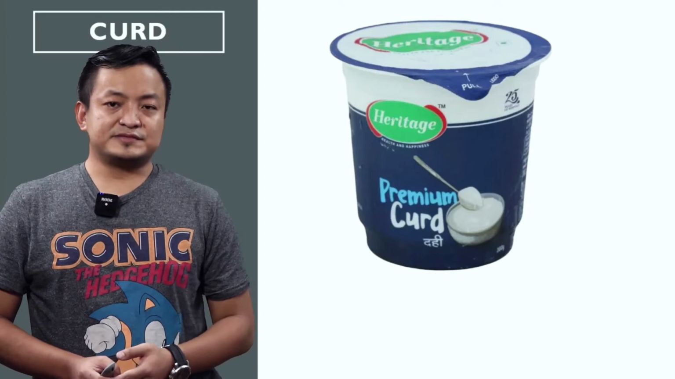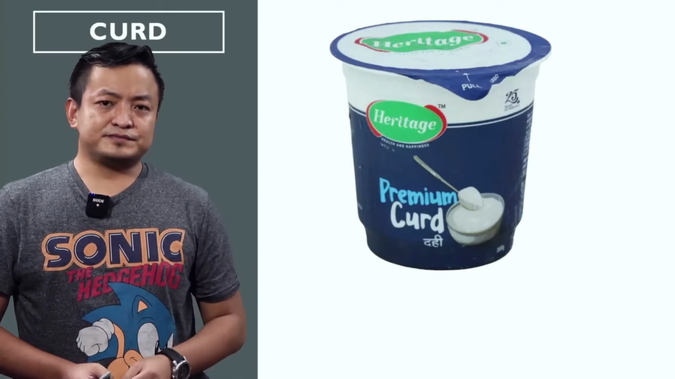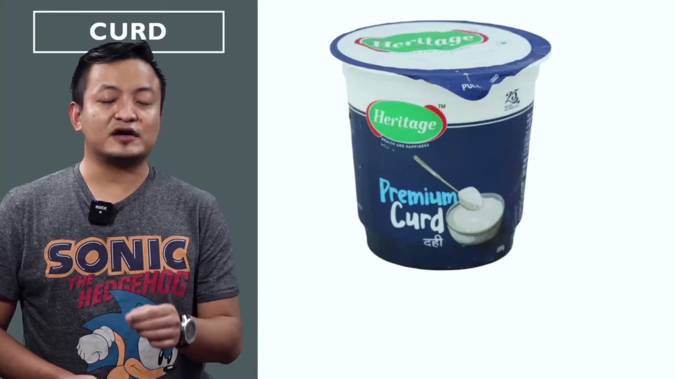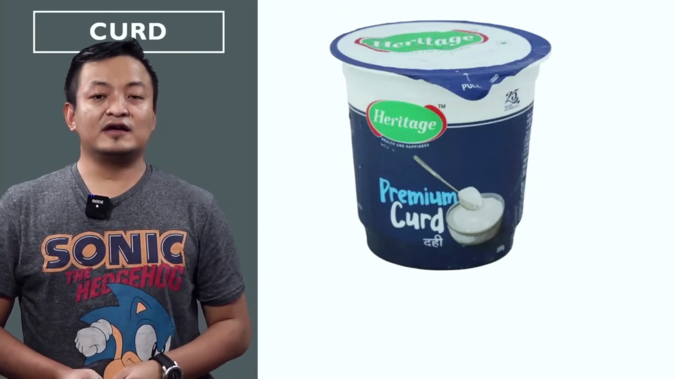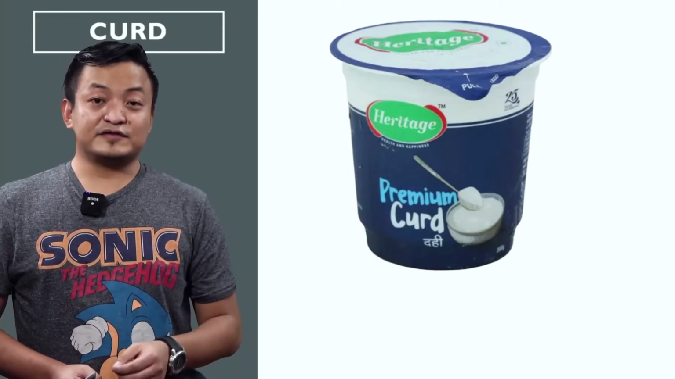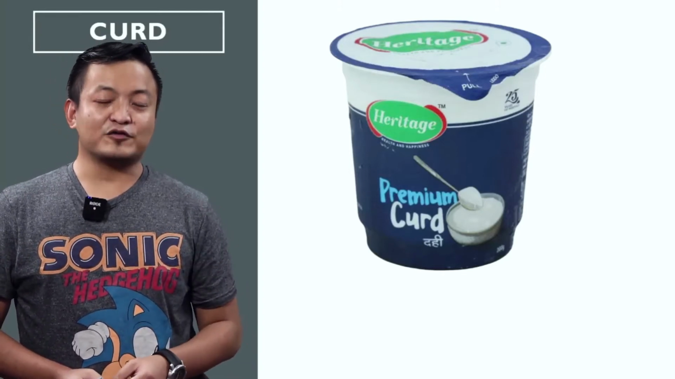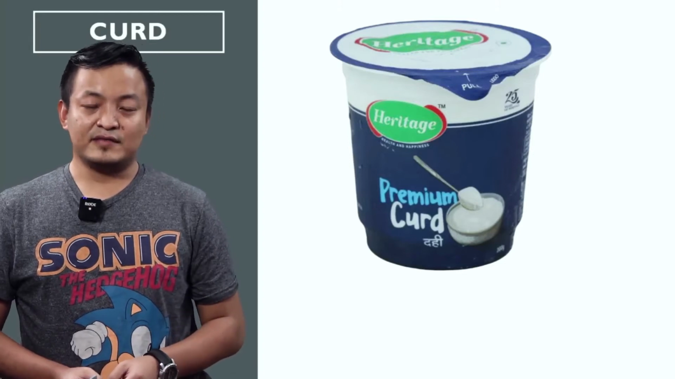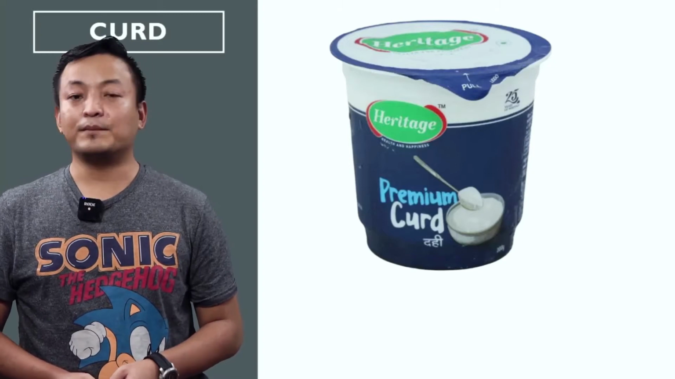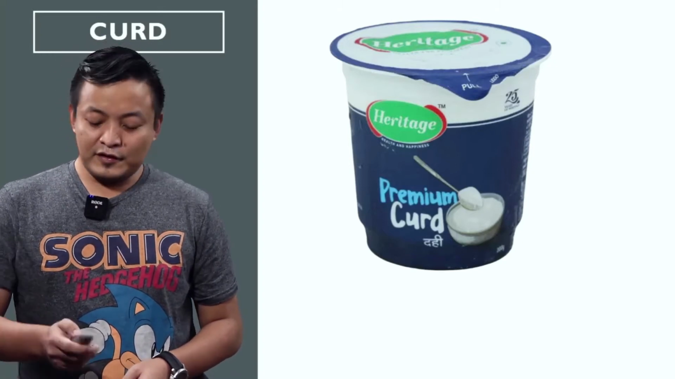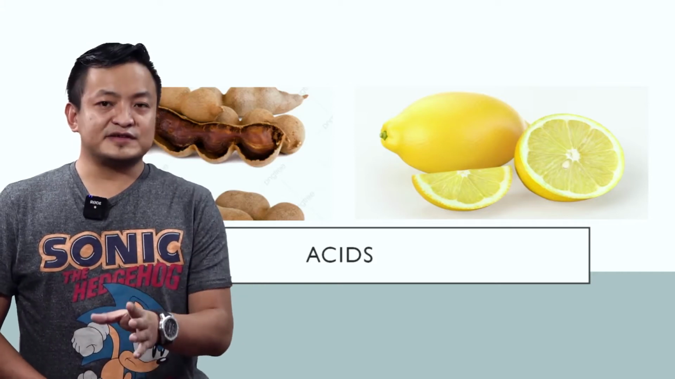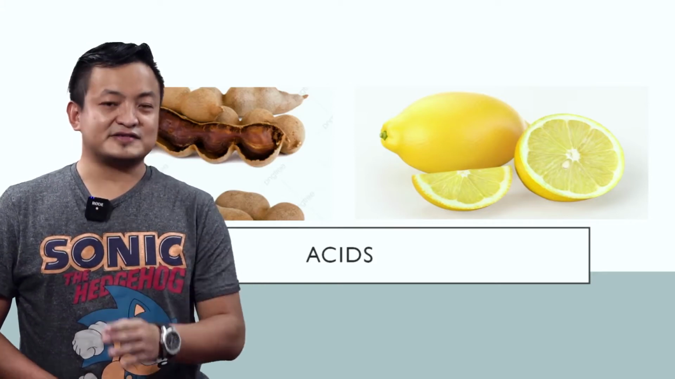So dear students, substances which are sour in taste are called acids. And substances which are bitter in taste are called bases. Because in this chapter, we are going to learn about acid, base, and salt. So from here, we know that acids are substances which are sour in taste.